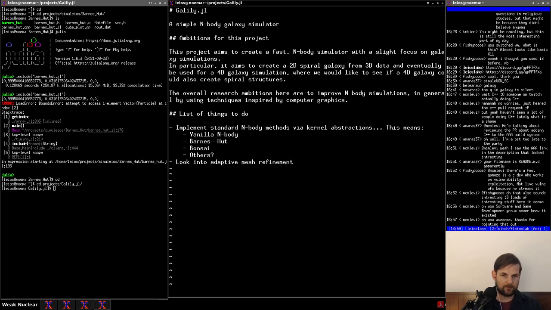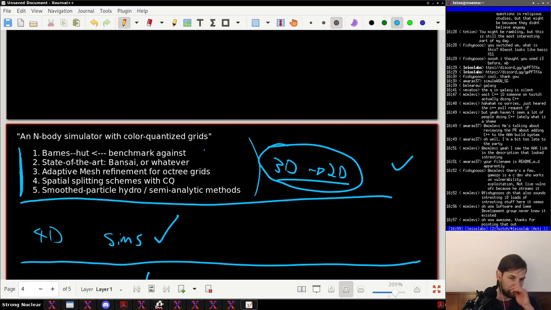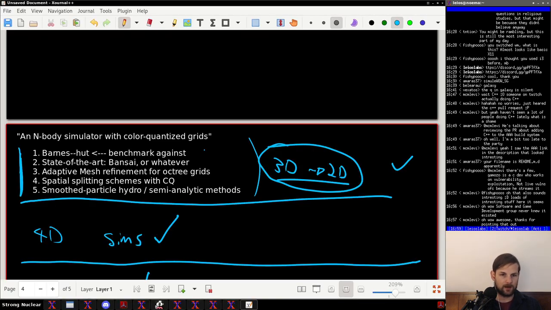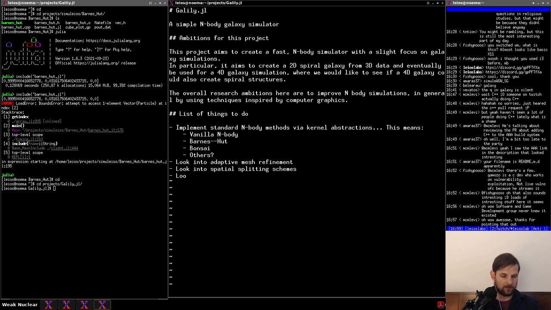Okay, the other thing we want to do is look into spatial splitting schemes. And then finally we want to maybe look into smoothed particle hydrodynamics, and semi-analytic methods. Okay, so we have the list of things to do, ambitions for the project. I guess I also want another thing, which is overall questions here.